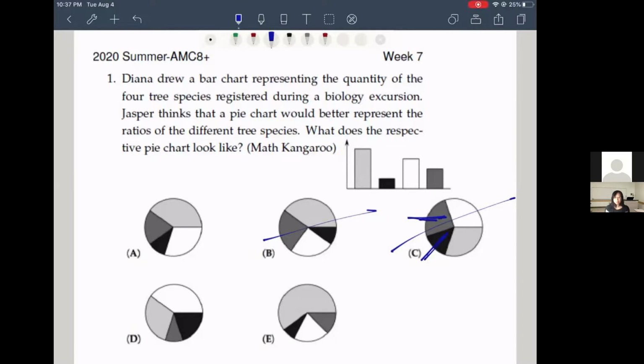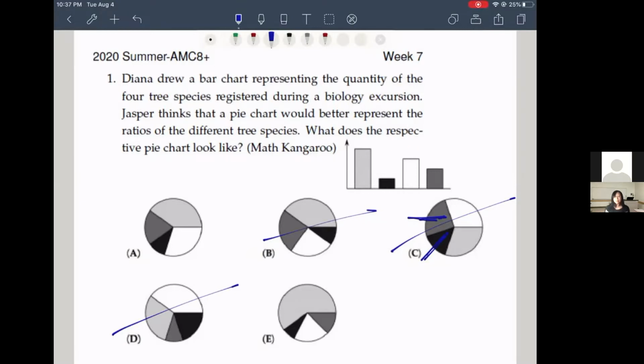For D, D is pretty obvious because the bar chart tells us that the light gray is the most frequent one, but D tells us that white is the most frequent one. So D is incorrect.